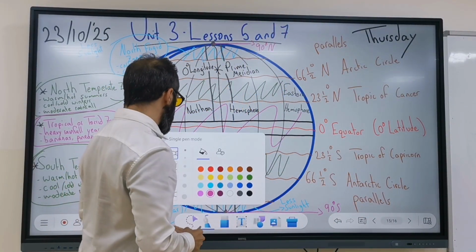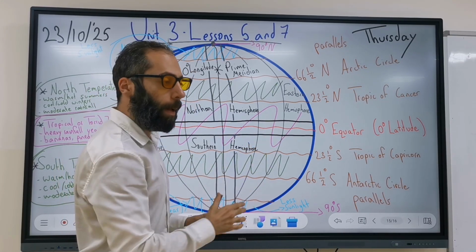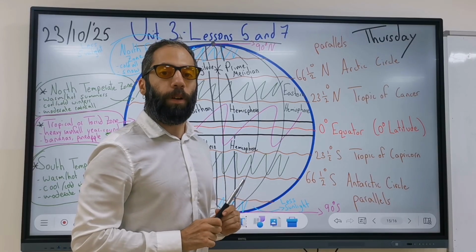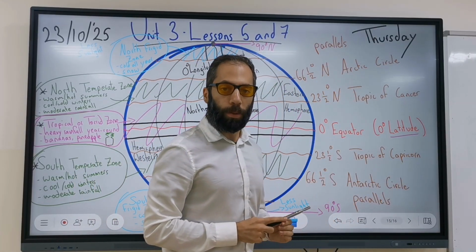Let's start with the right side, the right section. Let's start with the lines of latitude.